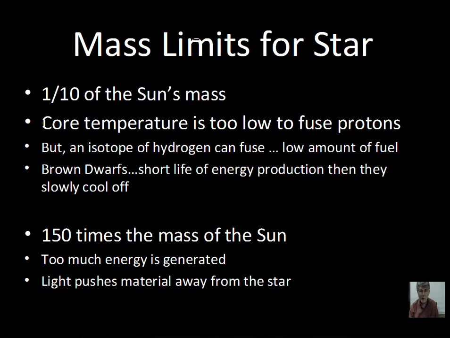The rate of fusion depends critically on the temperature. As the temperature goes up, we get a more abundant rate of fusion going on. More of the protons are able to get close to each other. And then having a denser core, we get more collisions, more fusions happening. So this ends up producing so much energy for 150 times the mass of the sun that light is able to push material away from the star.